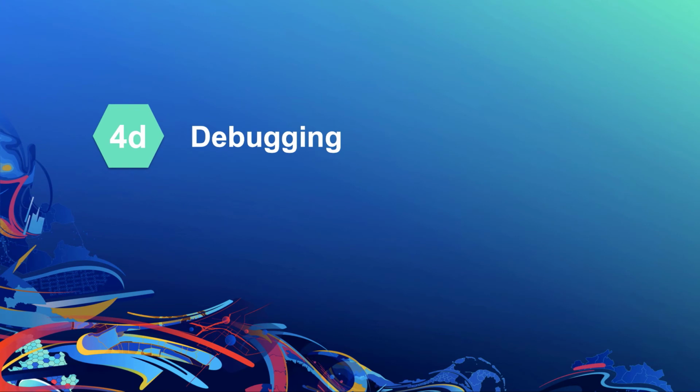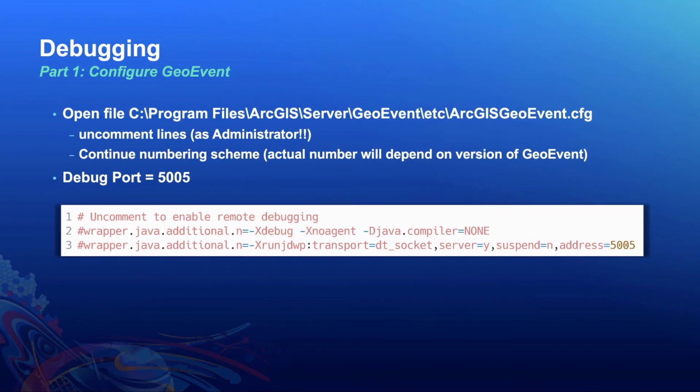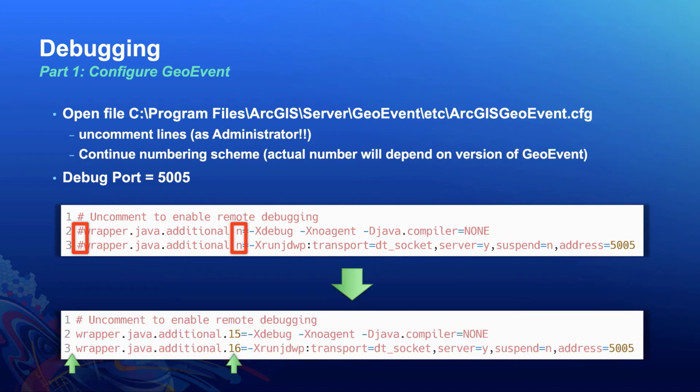When developing your components, you may run into problems where you will need to debug your code. To successfully configure debugging, you will need to navigate to the etc folder and find the following configuration file. Open it up as an admin, uncomment the lines seen in the picture, and continue the numbering scheme. Here, we have added 15 and 16, but this will depend on the GeoEvent build that you are running. In the configuration file, you will also see what port our debug session is set to listen on.